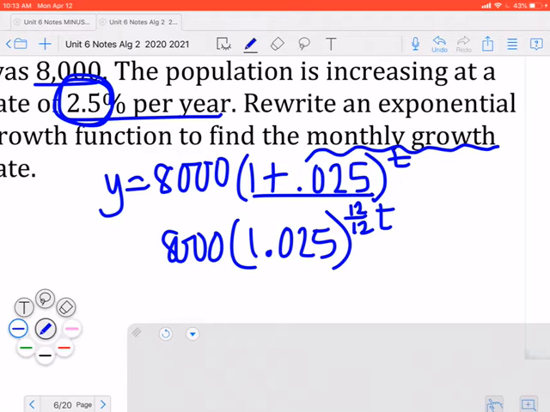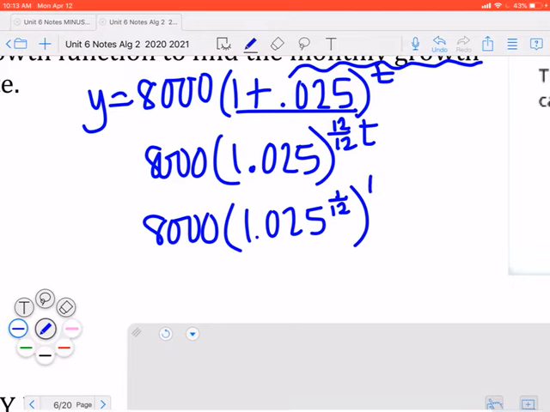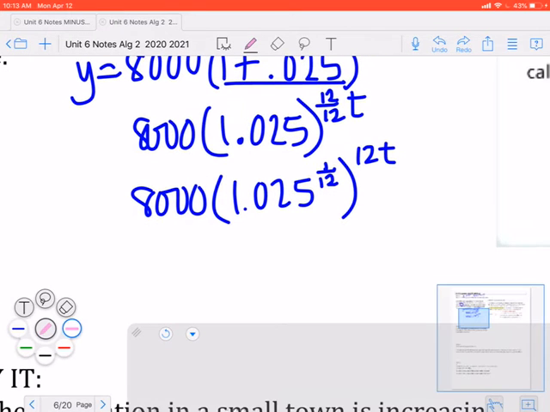Now, this is where the fancy algebra comes in. 1.025. Now I'm going to separate that 12 over 12 exponent inside the parentheses 1 over 12, and then the 12 over 1 on the outside. Because as you guys know, our exponent rules, power to a power, you multiply the powers, and 1/12 times 12 is still 1. So it's the same problem, we're just writing it in a different form.